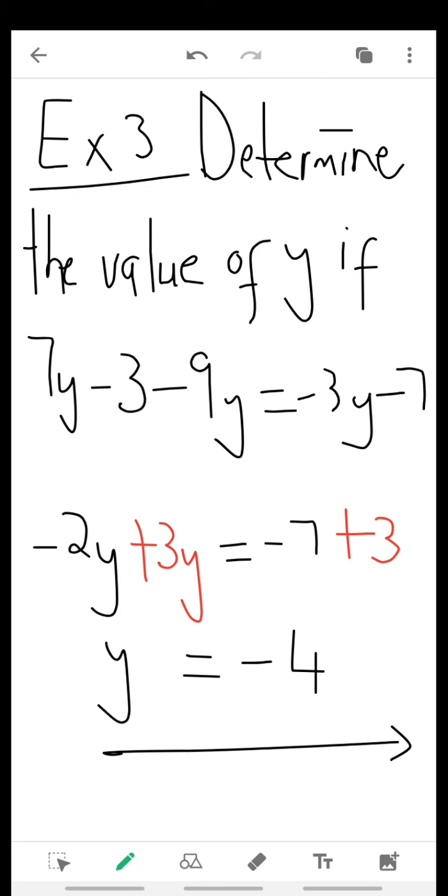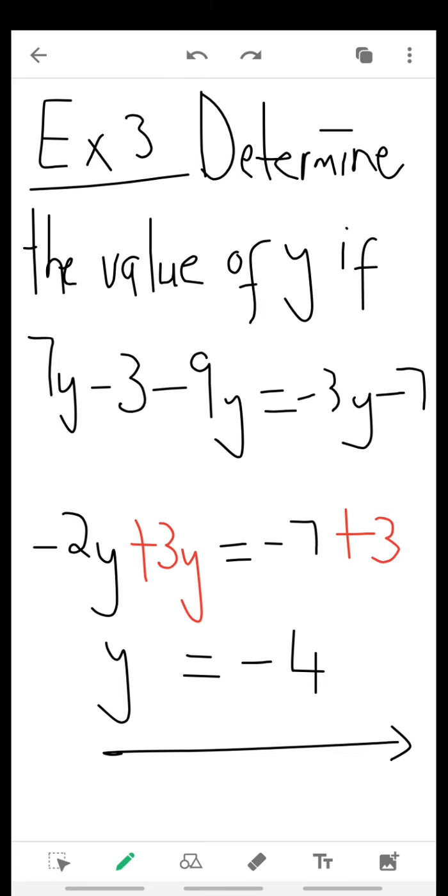Determine the value of y. I hope you have noticed by now that we can use any variable: x, y, z, m, q, n, whatever. Not only x, not only y. So you must be comfortable working with any letter. If 7y minus 3 minus 9y equals negative 3y minus 7.